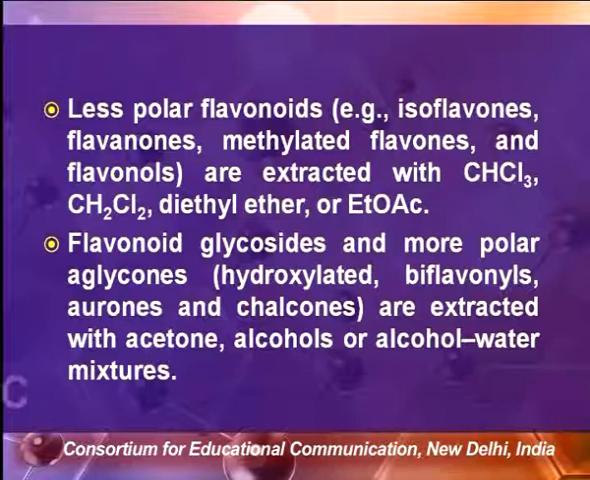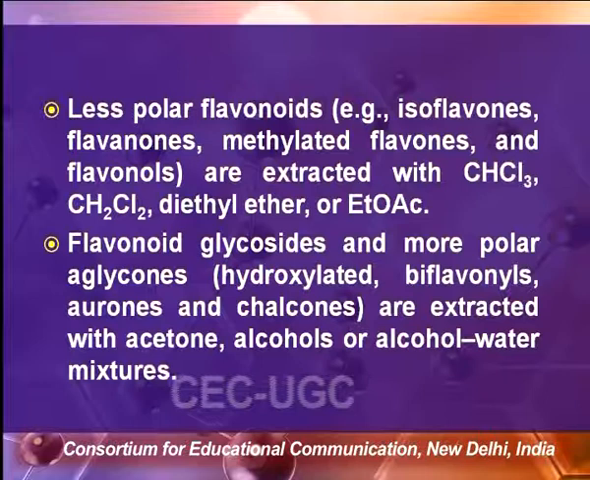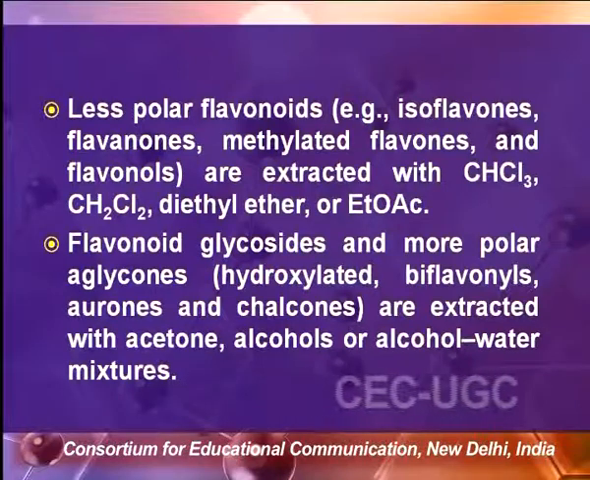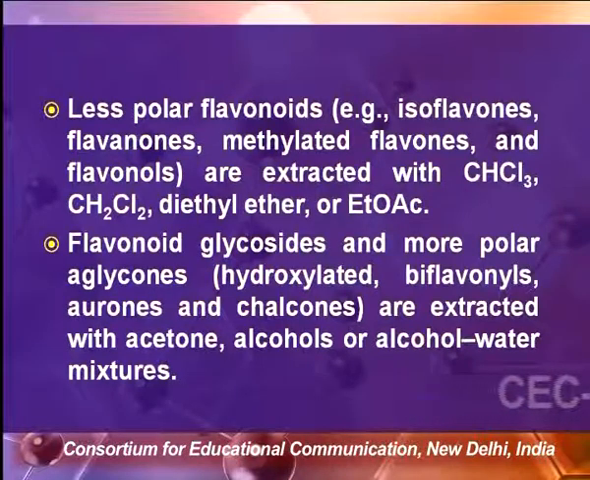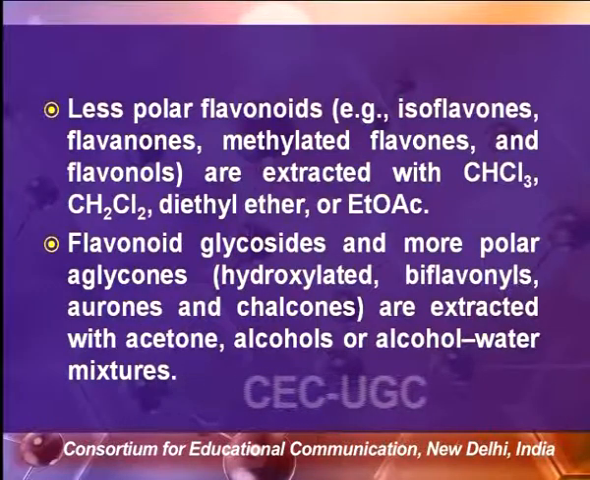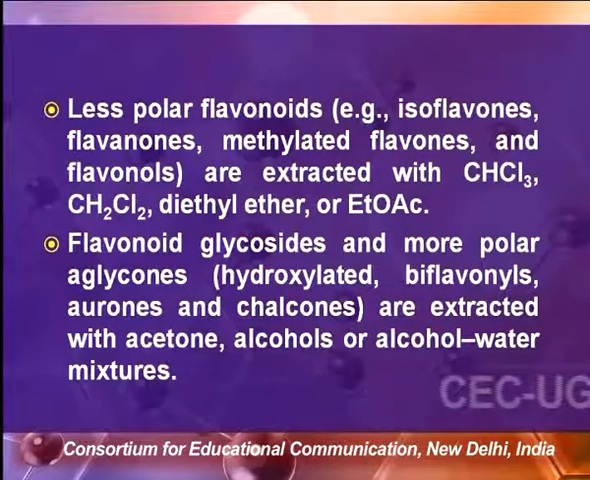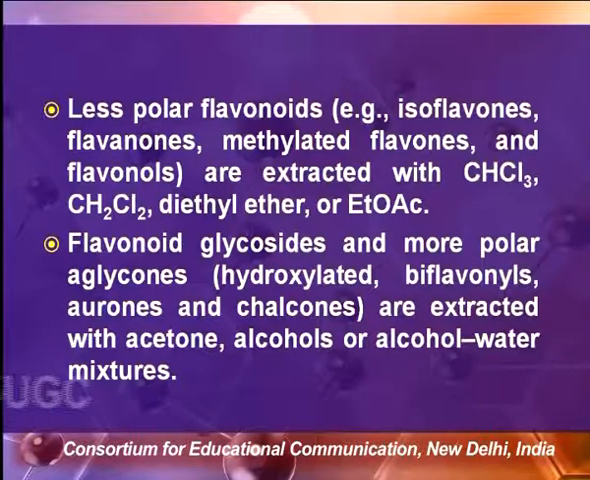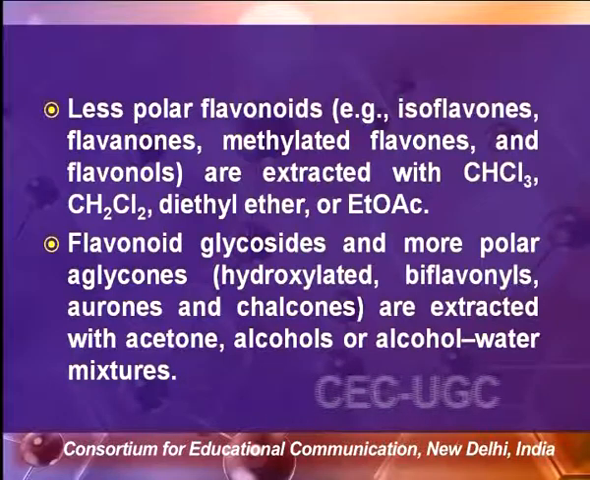Whereas flavonoid glycosides, which are more polar by virtue of the large number of hydroxyl groups, as well as the more polar aglycones, mainly hydroxylated flavonols or biflavonoids, aurones, or chalcones, can be extracted with the help of acetone, alcohols, or alcohol-water mixtures in different percentages.